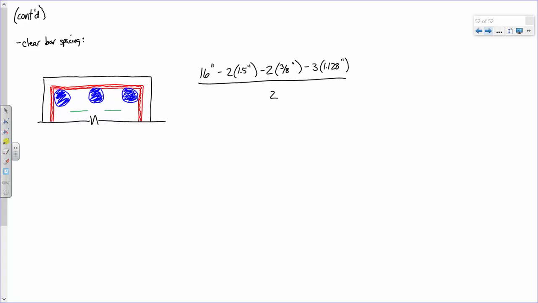Now, what if instead of 3 bars here, what if I had 7? So I would subtract 7 bar diameters, and what would I divide by? 6. Do y'all see that? Not too bad, right? So by dividing by 2, what that's going to give me is the actual clear space between bars for this particular column. And what does that come out to be? So what we're actually computing is that.